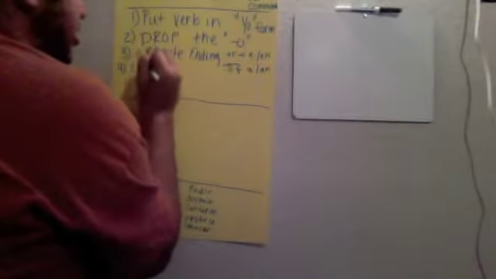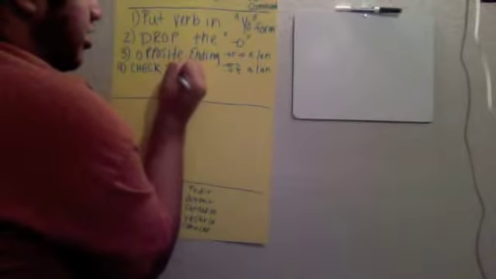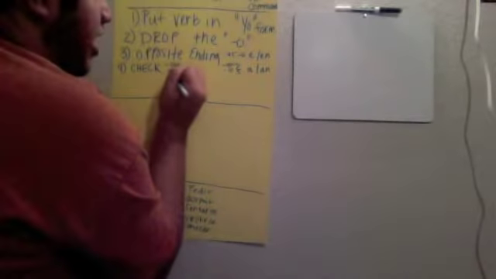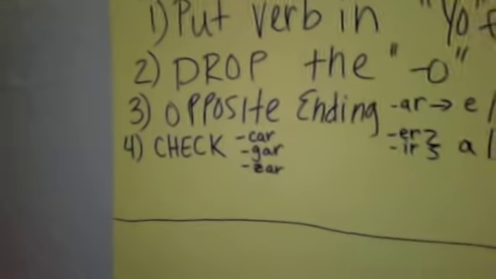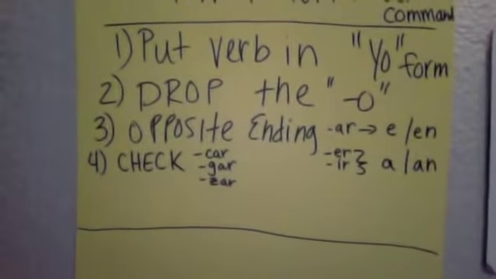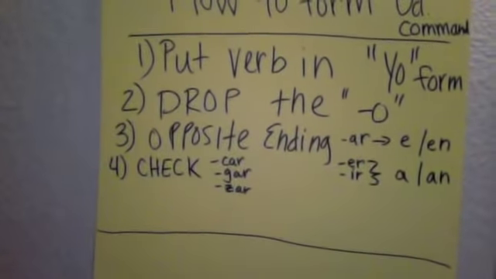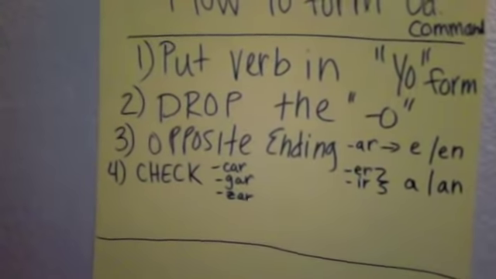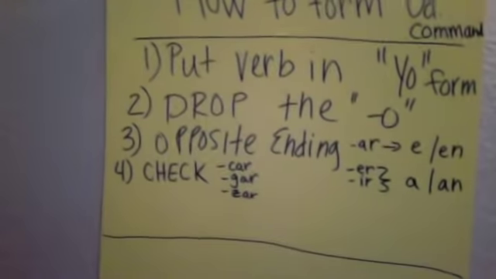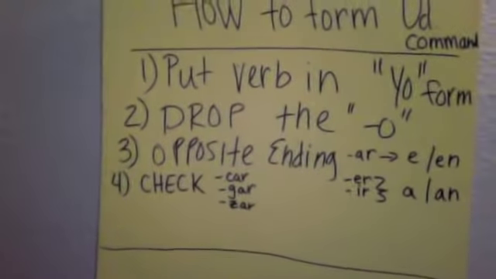Rule number 4: check for verbs that end in car, gar, and zar, Z-A-R. I know that's kind of small, but check for verbs that end in car, gar, and zar for spelling changes, because when you do the opposite ending to a lot of those verbs, there's going to be a spelling change that a lot of students forget about. So I'll show you an example in a little bit.